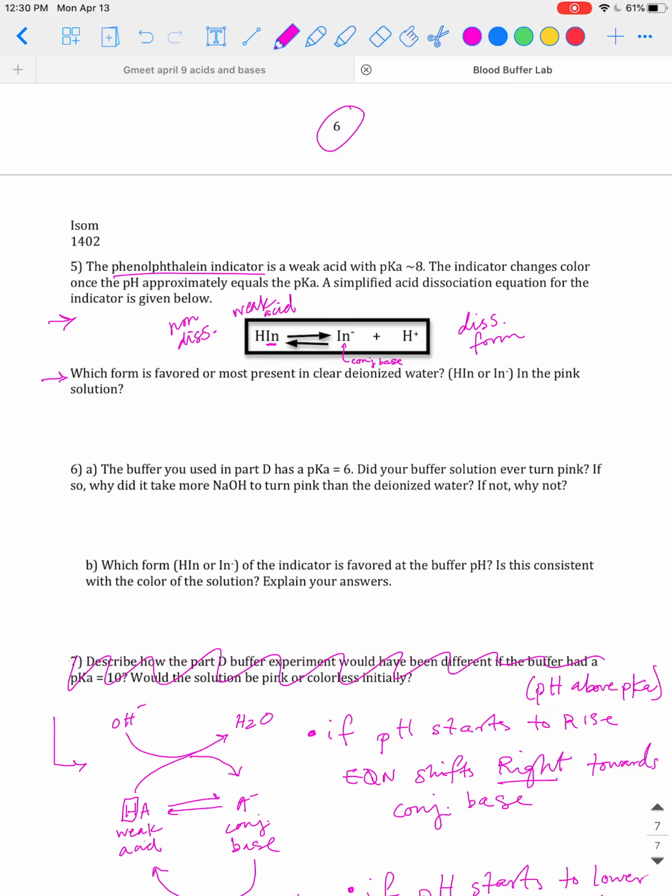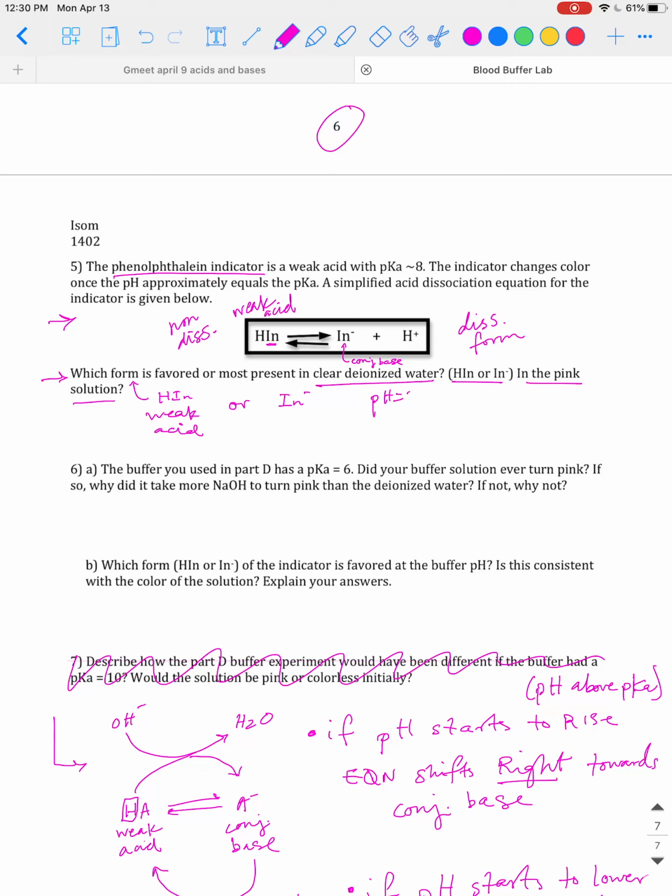Question number 5 says which form is favored. When it says which form, it's saying the HIN, not minus, just HIN, the weak acid, or the conjugate base. Which form is favored in clear deionized water, and in the pink solution? So there are two questions here. Make sure you answer both.